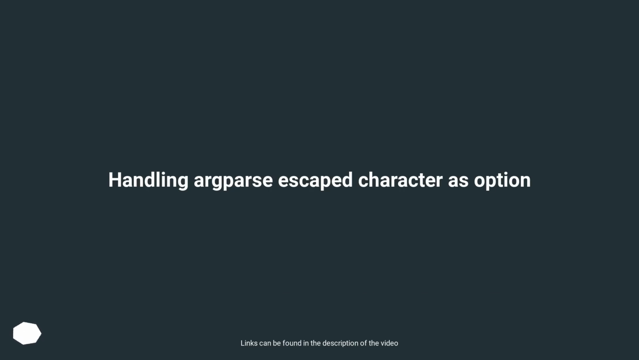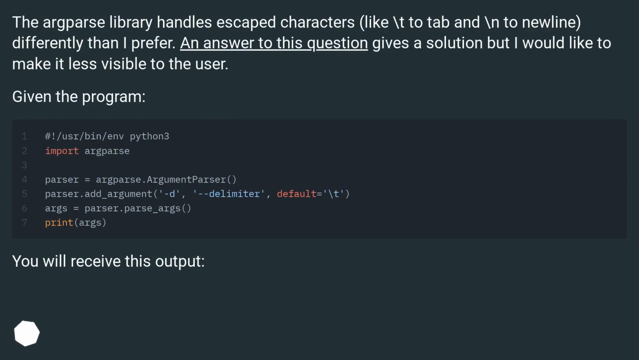Handling argparse escape character as an option. The argparse library handles escape characters, like \t to tab and \n to new line, differently than I prefer. An answer to this question gives a solution, but I would like to make it less visible to the user. Given the program, you will receive this output.